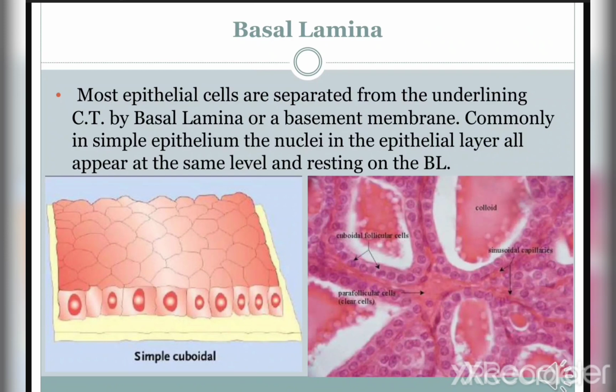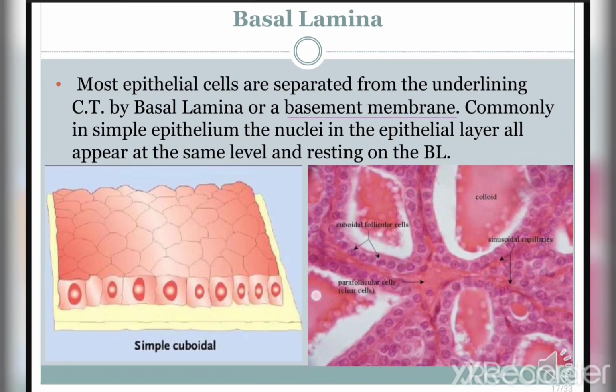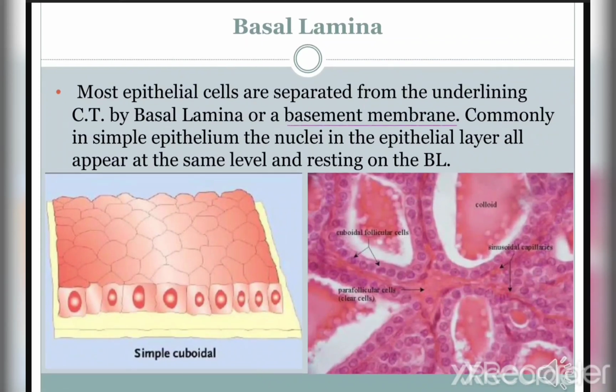Regarding the basal lamina as an entity: the basal lamina is a very thin, very delicate layer that separates the epithelial tissue from the underlying connective tissue, or other different tissue. And it is a line of demarcation first. It will distinguish the epithelium from the underlying connective tissue. It is a barrier for the passage of materials between the connective tissue and the epithelium.